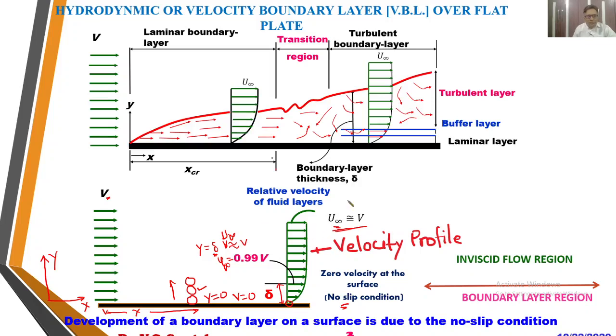Now, as we move away from the leading edge, the thickness of the velocity boundary layer will be increasing. At this point, the boundary layer thickness is delta, which will subsequently keep growing as we move away from the leading edge. So at this point, as you can see here, the boundary layer thickness has grown.